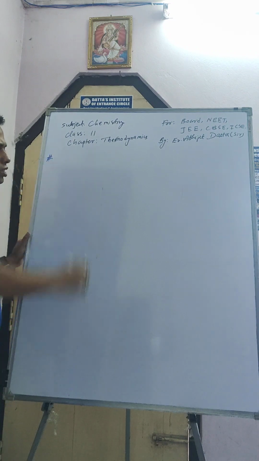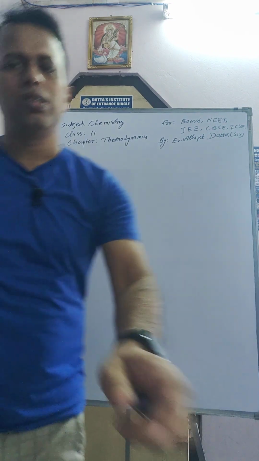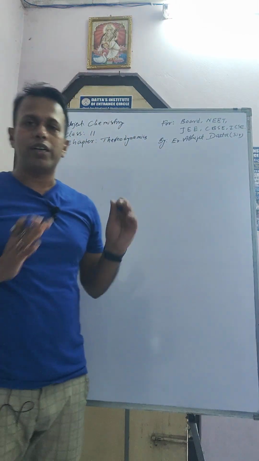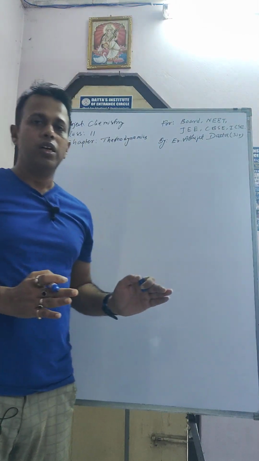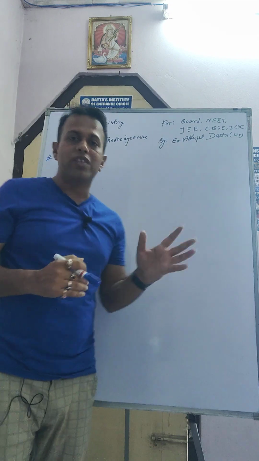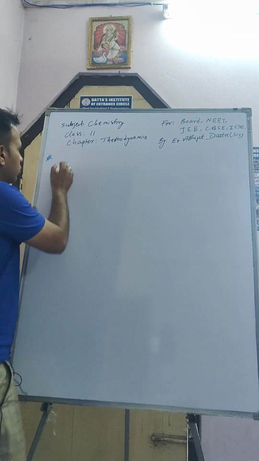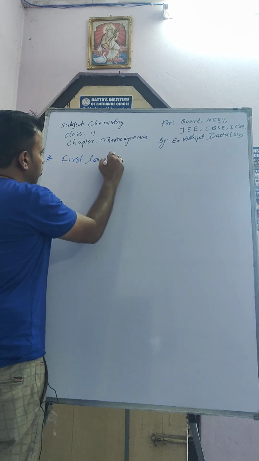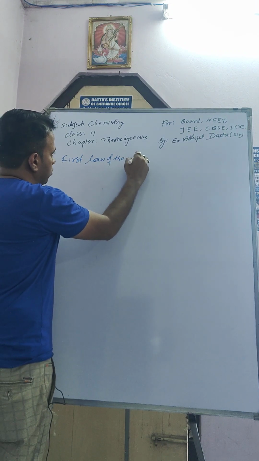There are so many processes in thermodynamics, 4 or 5, 6 processes are there. So from that we will discuss what the isothermal process is. Before that we will discuss what is the first law of thermodynamics.